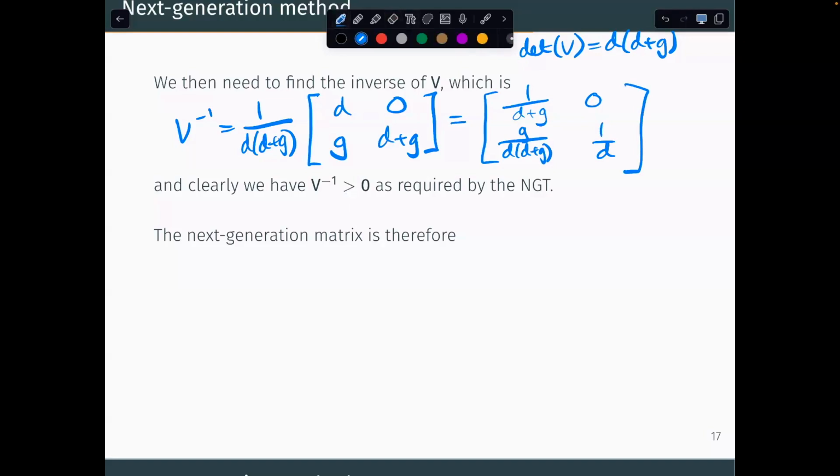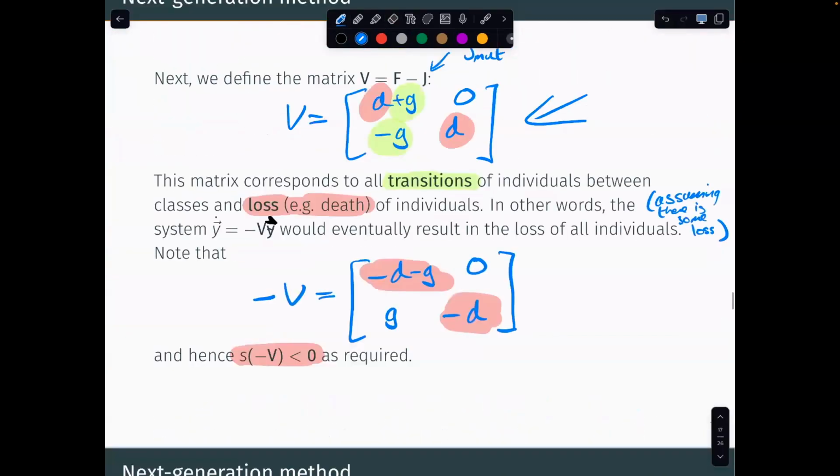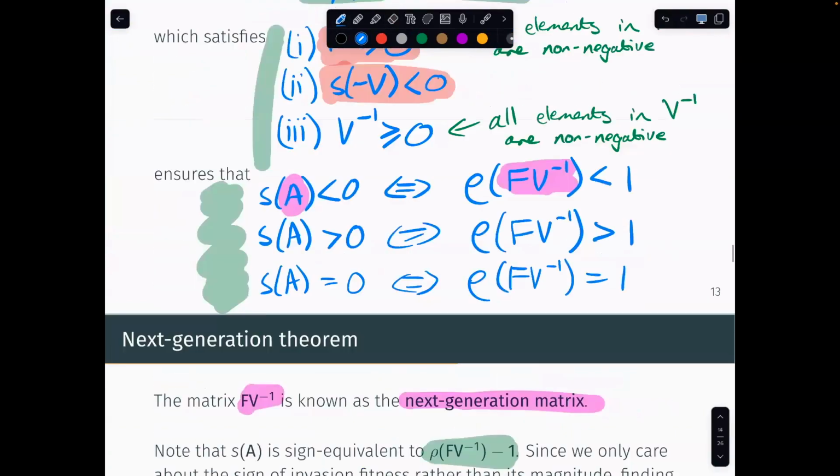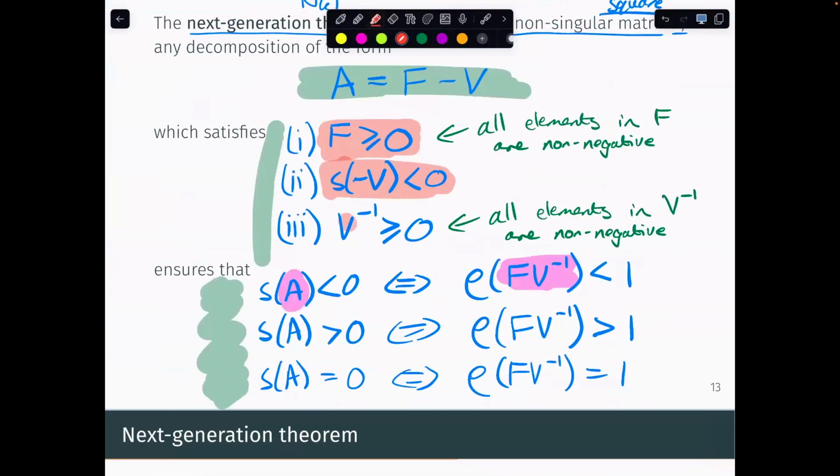So clearly, all of these terms here are going to be non-negative. So our matrix, the inverse, has elements that are all non-negative, as is required in our third condition. We'll just go up here. This third condition for our next generation theorem is satisfied.